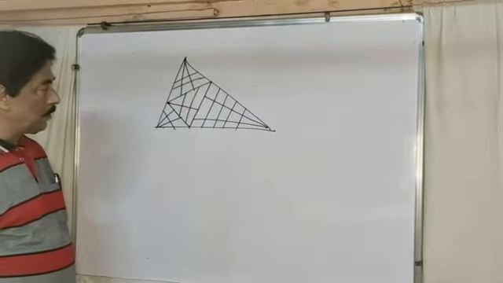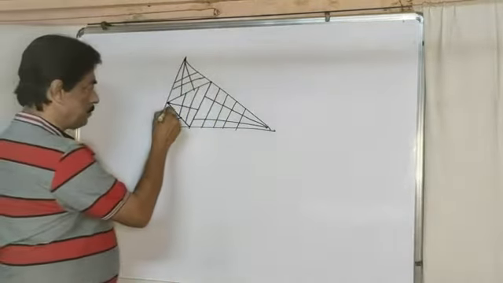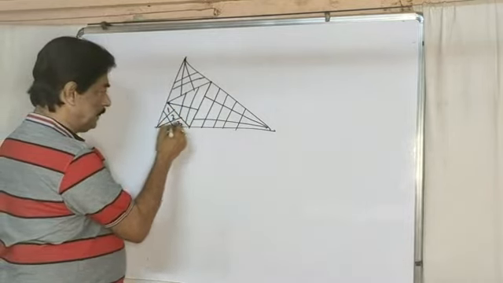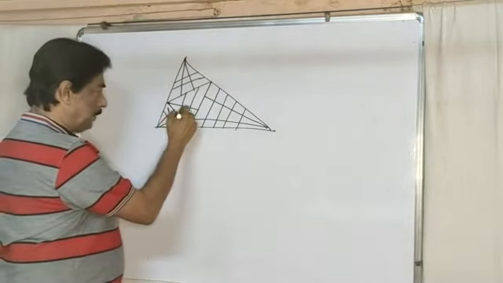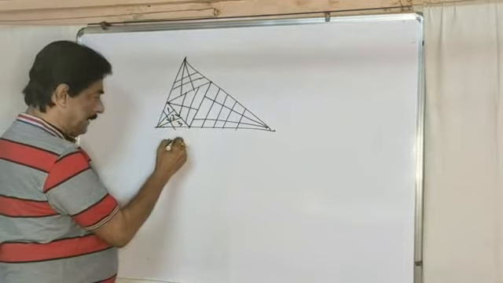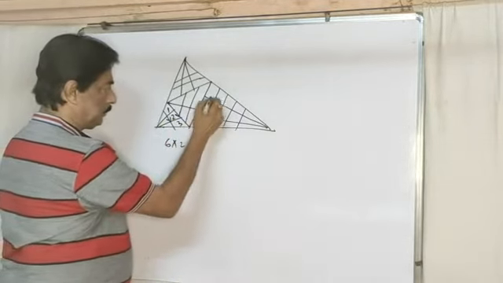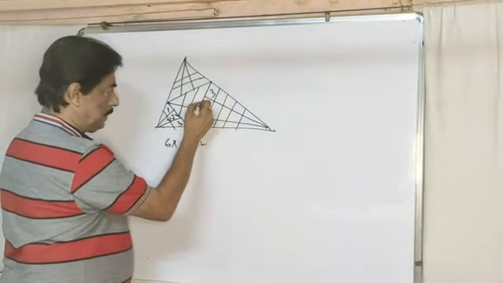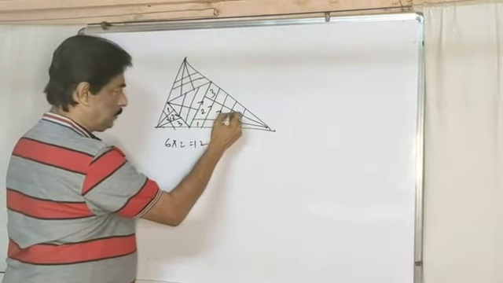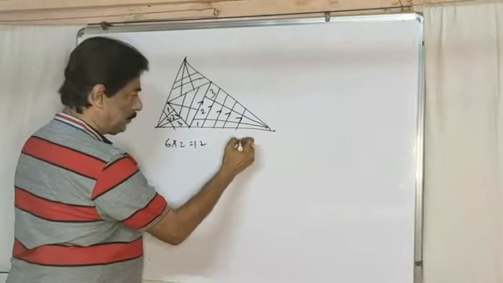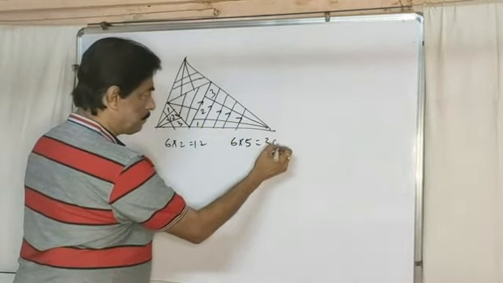You have to find out the total number of triangles. Same rule: 1, then 2, then 3. Totally 6 for one line. For two lines, 6 into 2, 12. 1, 2, 3. For one line, 6. 1, 2, 3, 4 and 5. 6 into 5, 30 triangles.